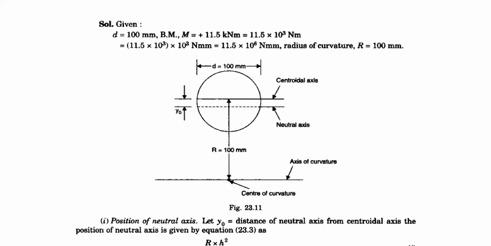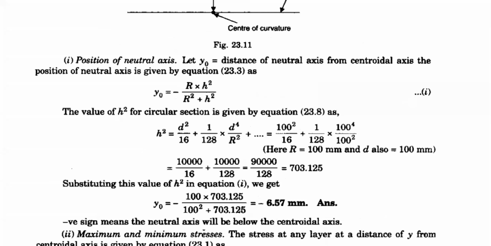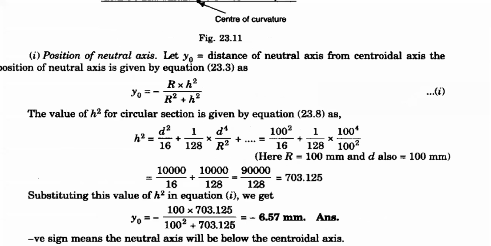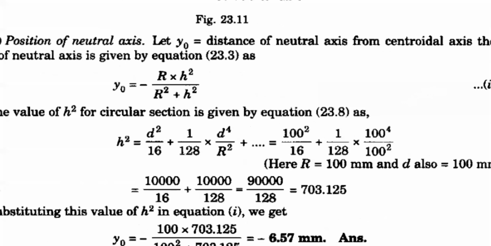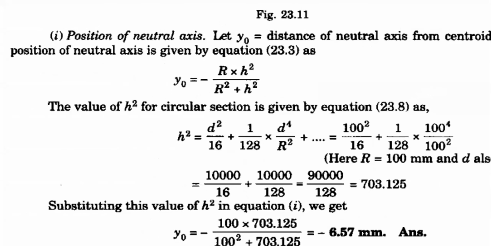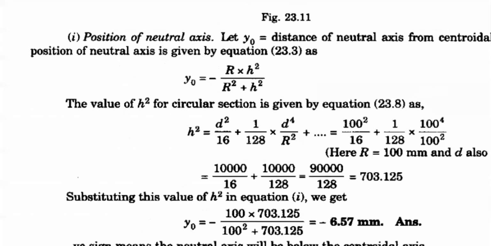Right. Anyway, the first point is the position of neutral axis. Already you know the position of neutral axis formula. So y naught equal to minus R into s square by R square plus s square. Already you know this formula. Already we calculated it.